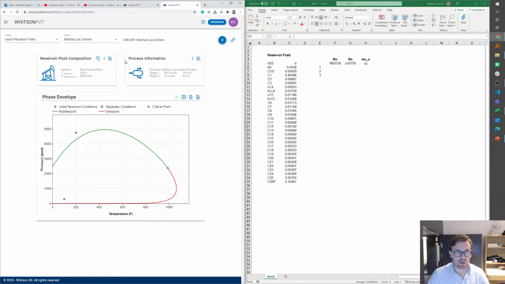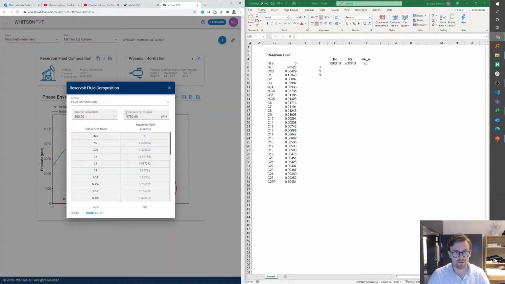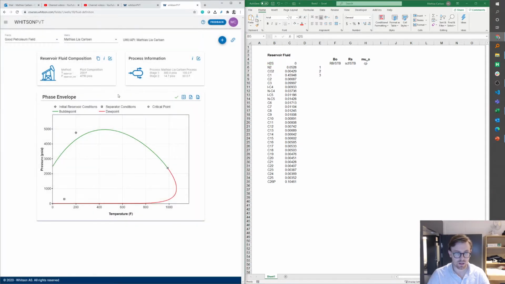The important thing was that we remember that we used the full fluid composition right here. So we changed from the API to GOR method by copying the composition right here to the left in here, or to the right into the full composition method. Okay, we saw that the phase envelope was the same, so the fluid is the same. We produce the same fluid, but the surface process is changing right here.